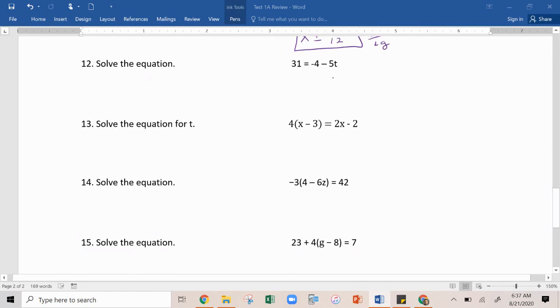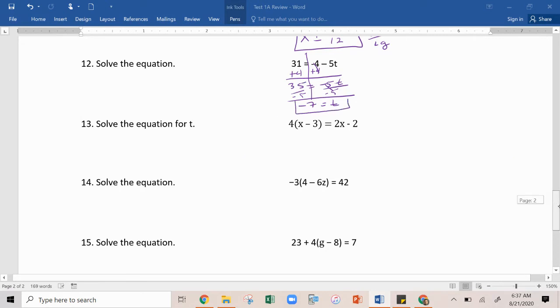All right, next one, solve the equation. Draw your line. I'm going to get rid of the other friend first, right? Get rid of the add or subtract first. Now I have 35 equals negative 5t. Divide by negative 5. And we're going to get t is equal to negative 7.